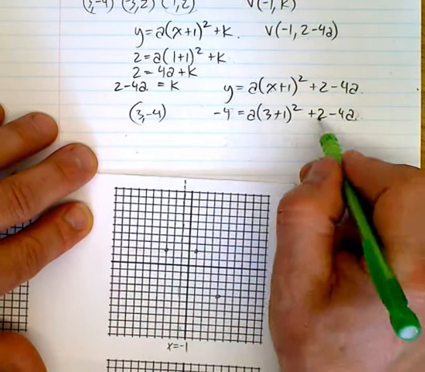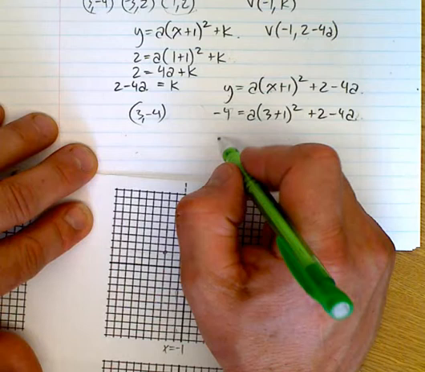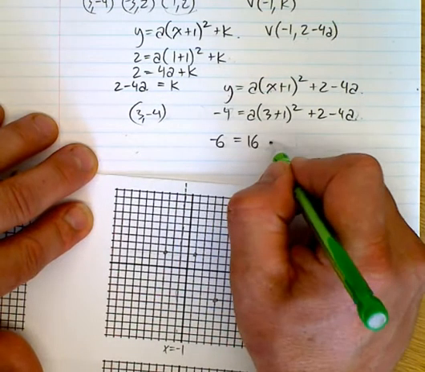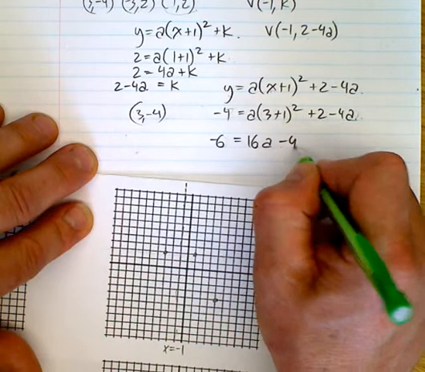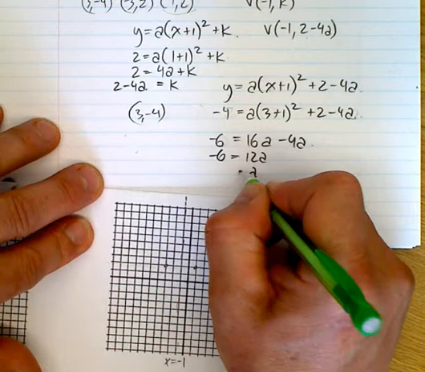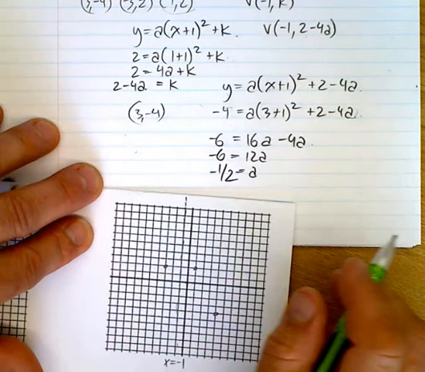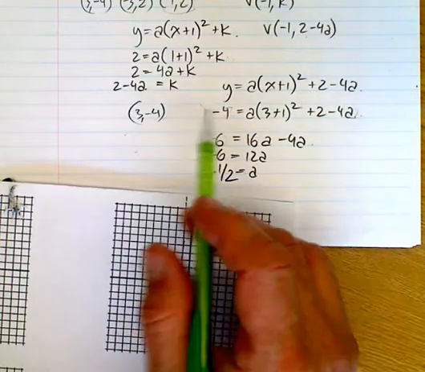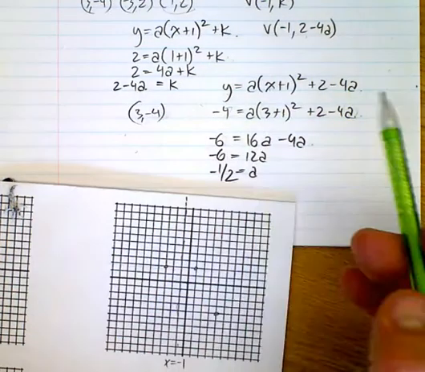Let's bring this 2 over here. It's going to be negative 2, so I got negative 6 is equal to, this becomes 16a minus 4a. I get negative 6 is equal to 12a. A is equal to negative 1/2. So I kind of went down the wrong path there. I figured out that that didn't make sense. So I've got 2 other points to choose from. I just picked a different one.